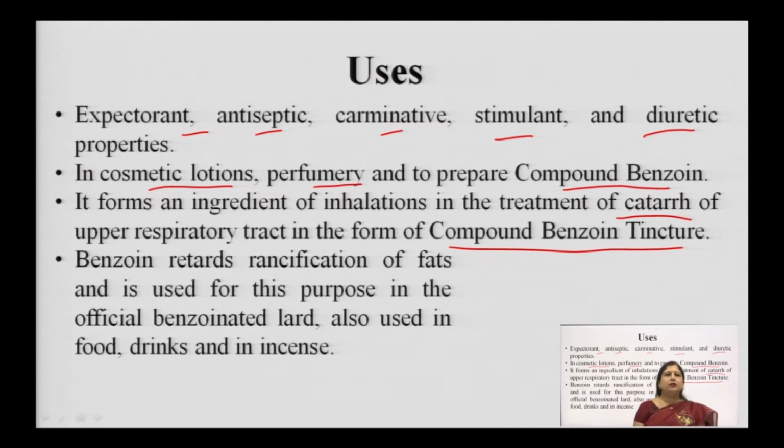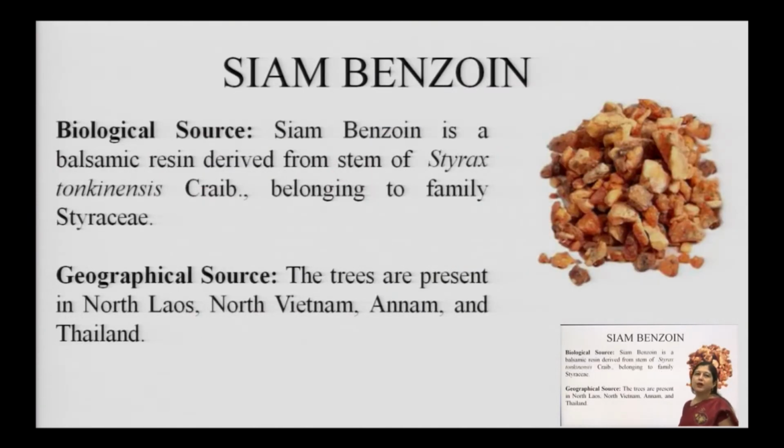Okay. Benzoin also retards the rancification of fats. You know, fats get oxidized or rancid. Okay. So, this benzoin reduces the rancification of these particular fats. So, especially in lard, we generally use benzoinated lard instead of lard, because benzoin will retard the rancification of this particular fat. The second benzoin is Siam benzoin.